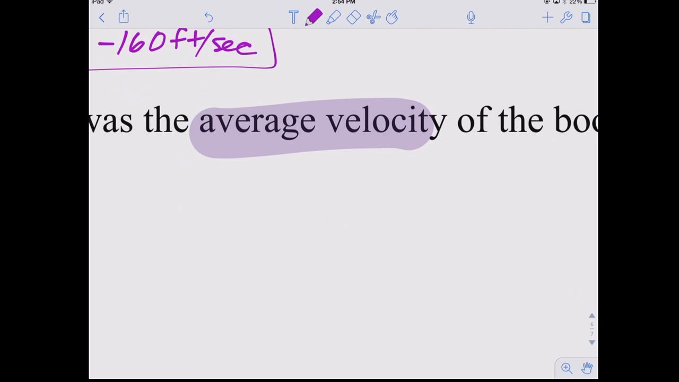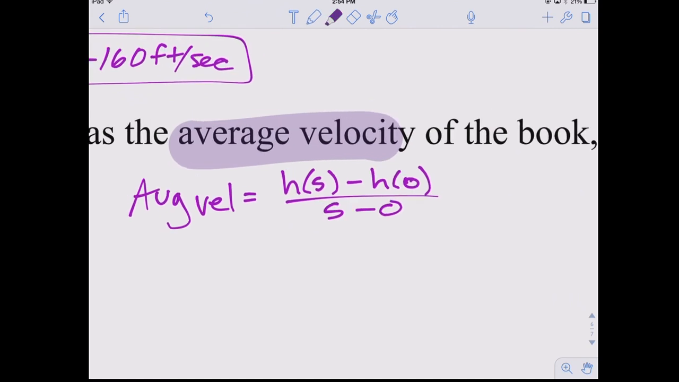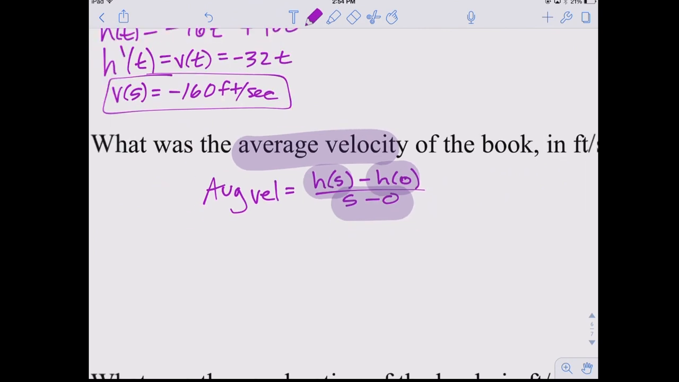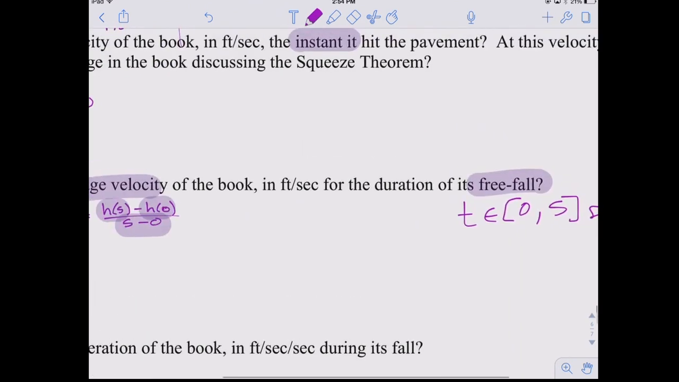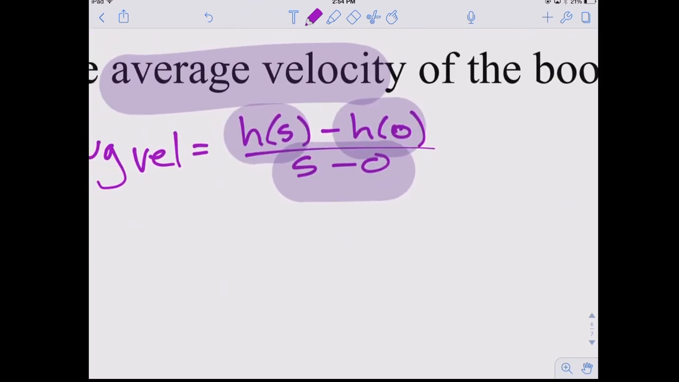Average velocity is going to be the average rate of change of position. Get in the habit of labeling your quantities. Your average velocity is your change in height, so it's your final height minus your initial height, over the change in time. How long did it take to hit the ground? 5 seconds? This should be it, right?